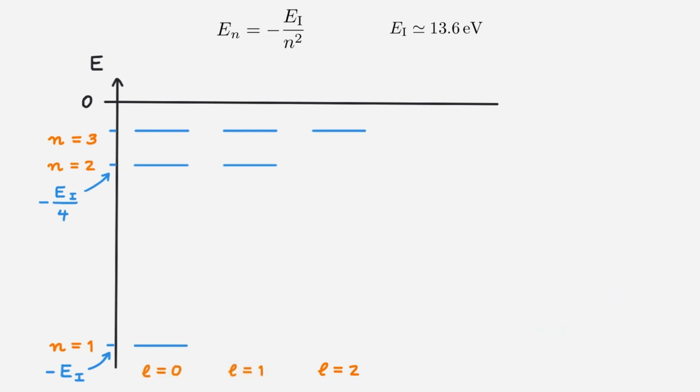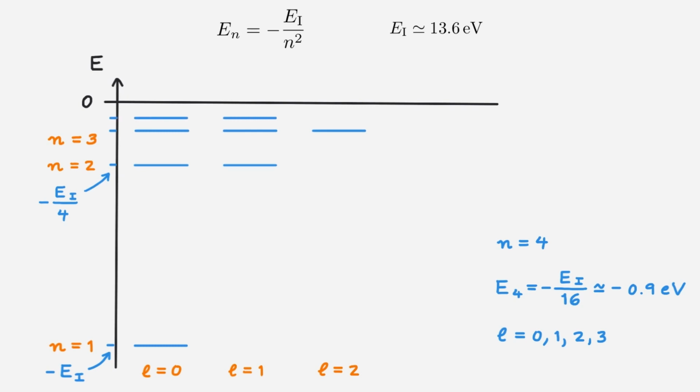And let's make some room again. We now consider the third excited state, n equals 4. The energy is equal to minus the ionization energy over 16, which has a numerical value of minus 0.9 eV. For n equals 4, we have 4 possible values for the azimuthal quantum number, l equals 0, 1, 2, and 3. So going to the diagram, the energy will be here, and we're now going to draw these 4 horizontal lines. All lines correspond to the principal quantum number n equals 4 and have the same value.